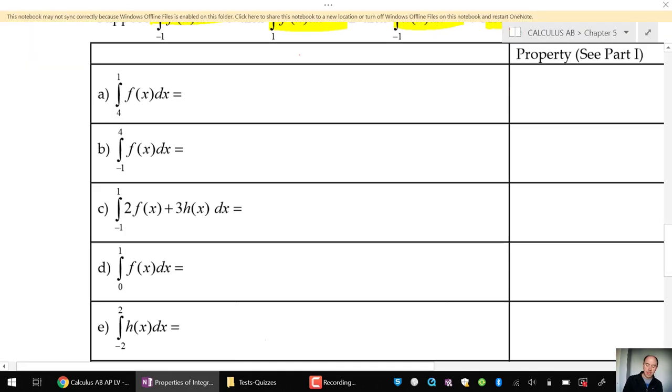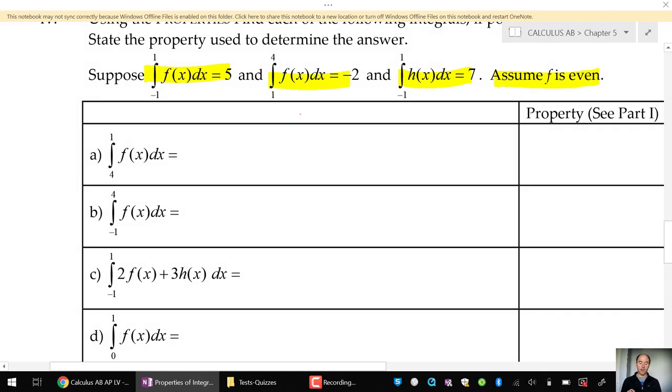In letter A, we have the integral from 4 to 1 of f of x. Let's switch the bounds and write that as the integral of 1 to 4, since I like when my lower bound is on the bottom and the upper bound is on the top. But one of the properties of integration is when you swap the bounds in that manner, we actually negate the value of the integral. So you have to make it negative. Now I know from the given statements that the integral from 1 to 4 of f is -2, but the outside negative will negate that. So I have essentially the opposite of -2, or a final answer of 2.